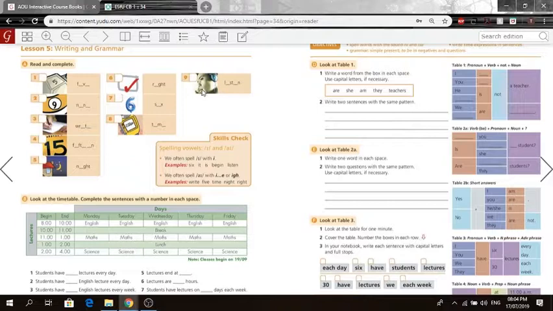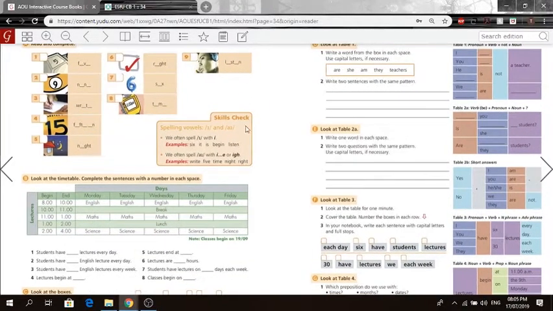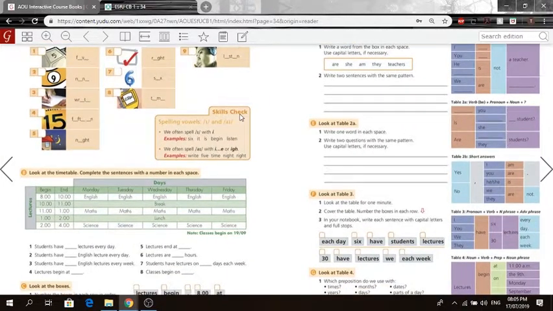Okay? And this is someone listening, so the word listen. L-I-S-T-E-N. Obviously, the T is silent, guys, okay? So we never say listen with the T, okay? We always say listen, okay? Now let's go to skills check here.